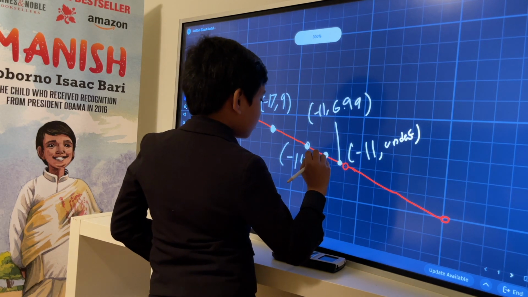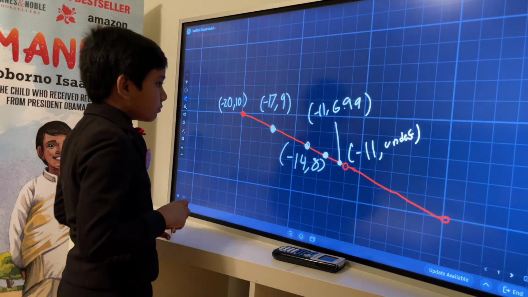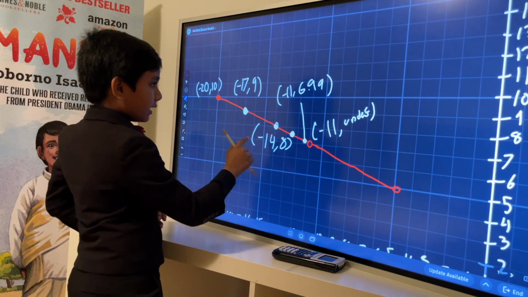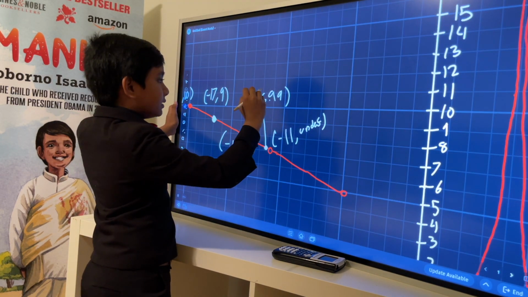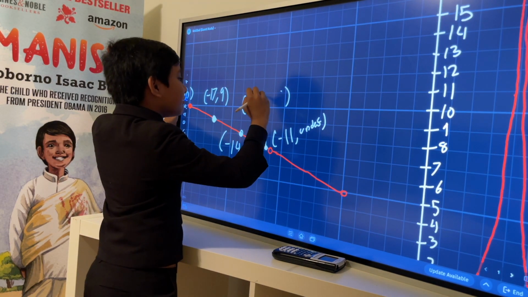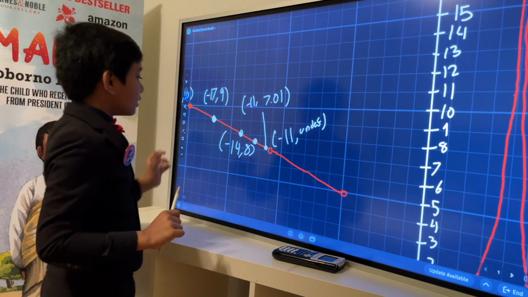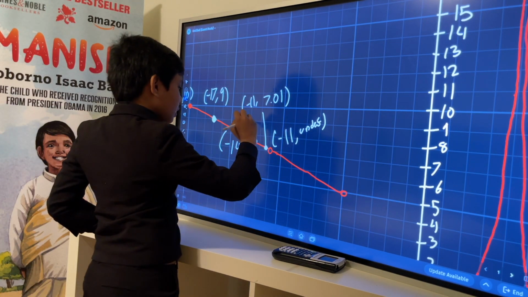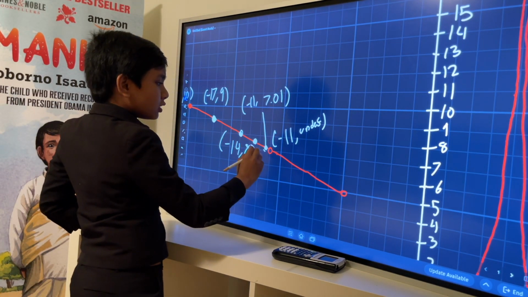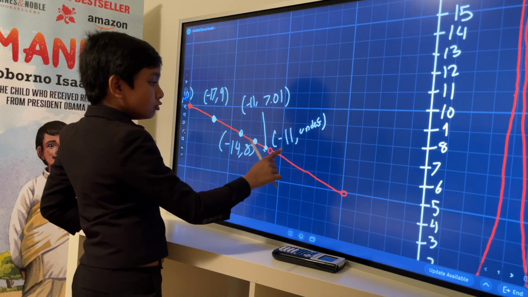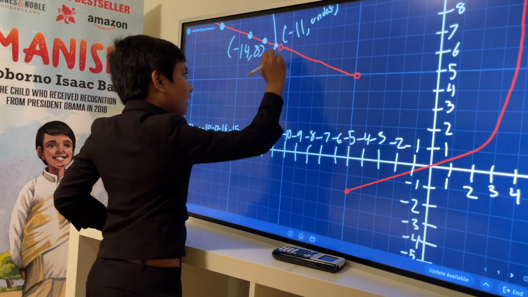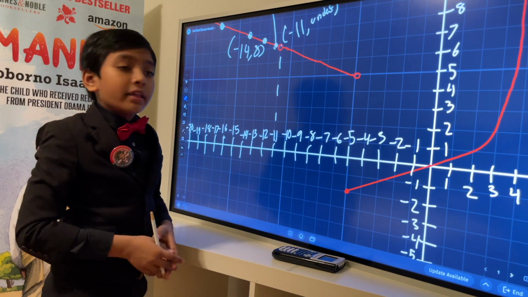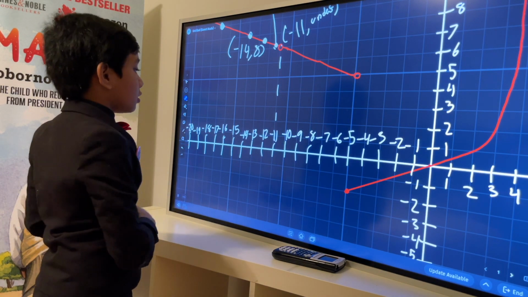So actually, this is descending and descending. I just realized this should actually be 7.01 or something. So 8, and so this should be 7.5. So as we get closer and closer to the x value of negative 11, the y value gets closer and closer to 7.